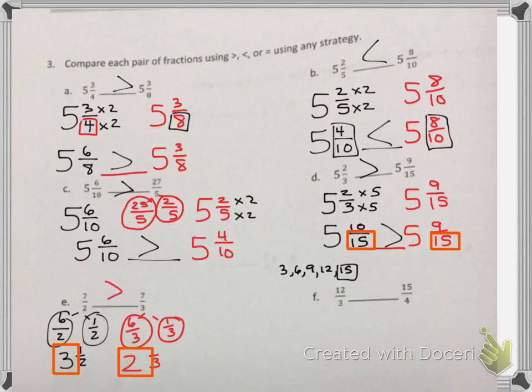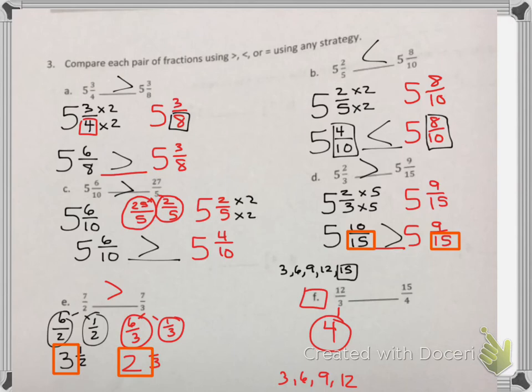And then for this one, you should know 12/3. You should know that 12/3, 3, 6, 9, 12. So 3, 6, 9, 12. You should know that this is 4 whole. All right, that one's pretty simple.